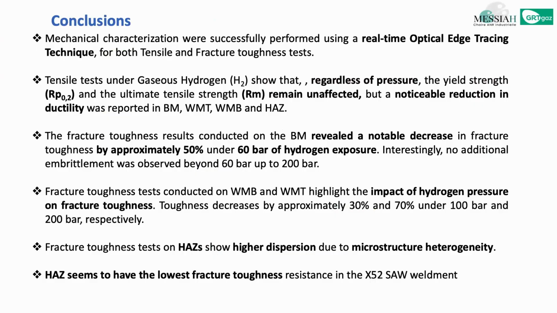So to conclude, we have seen that the characterization using subsize specimens is successfully performed using a new real-time optical technique. We've seen that the hydrogen gas pressure does not affect the yield strength and the ultimate tensile strength, but strongly affects the ductility of all our materials. We have seen that for the base material, we reach a saturation point beyond 60 bar. And when we compare the fracture toughness of all our materials, we see that the heat affected zone or part of the heat affected zone seems to have the lowest fracture toughness resistance in the X52 low carbon steel.